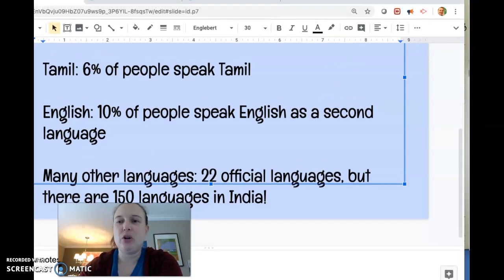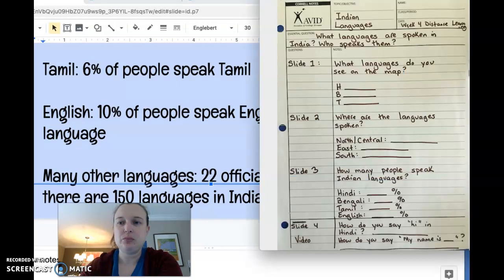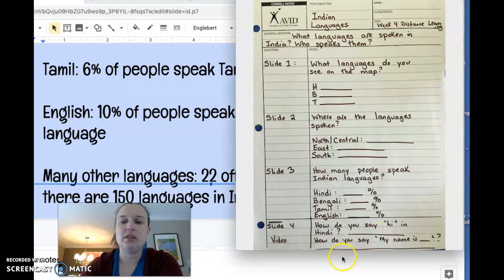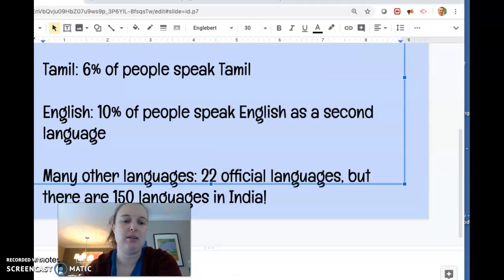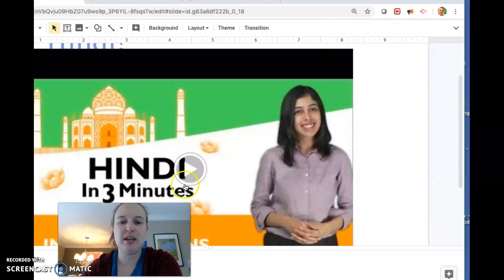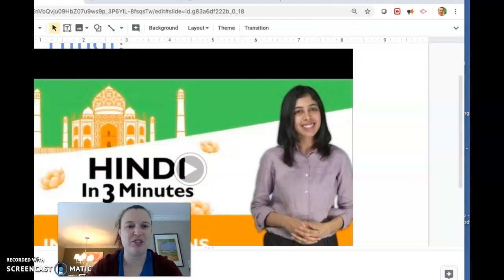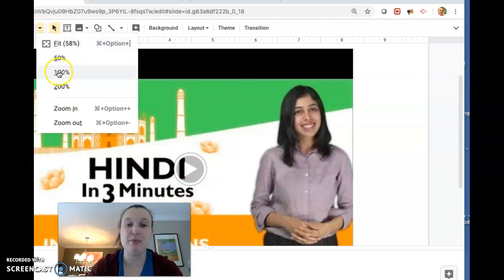So going back to our notes, the last part is about a few phrases in Hindi. So we're going to have a little Hindi lesson. We're learning how to say hi in Hindi, and then how do you say my name is, like my name is Kelly or my name is Kate. So we're going to watch this video together and we will get some directions of how to speak. Some of you might already know this.